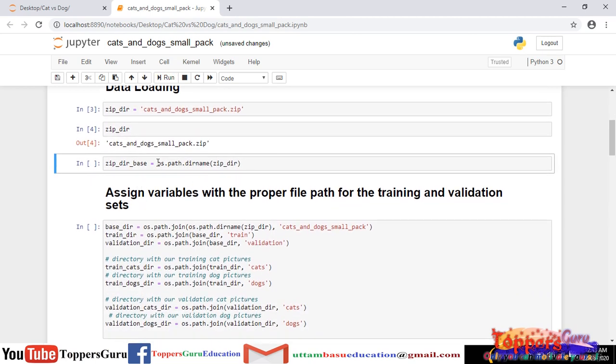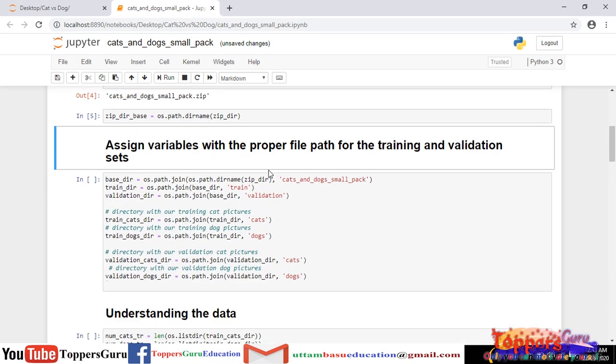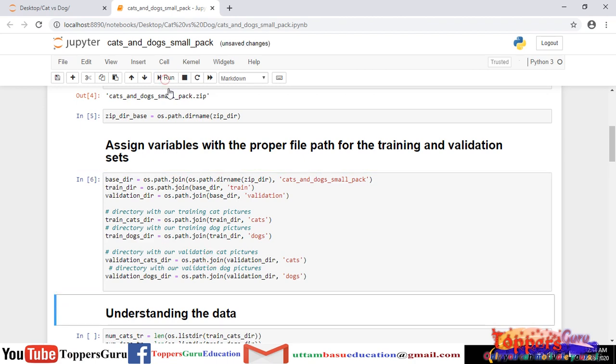Now I will declare the base directory. Now you will assign the values for each and every path. Suppose I have the base directory. The main folder is cats and dogs small pack, that is my base directory. Then I have two folders, train and validation directory. Inside the train directory I have two folders, that is cats and dogs. So I declare this train cats directory, train dogs directory. Similar for validation cats directory and validation dogs directory.